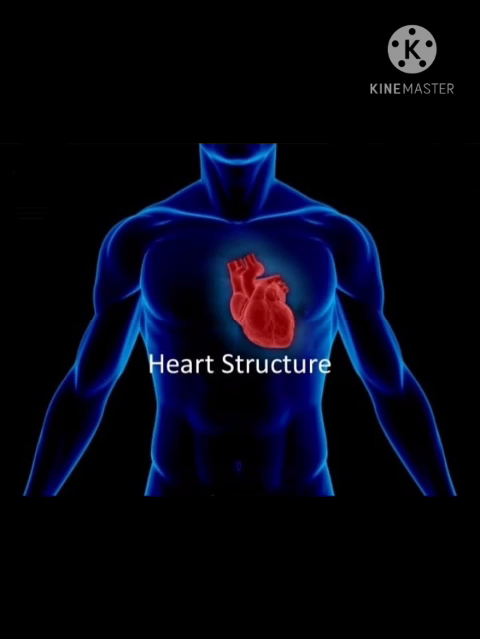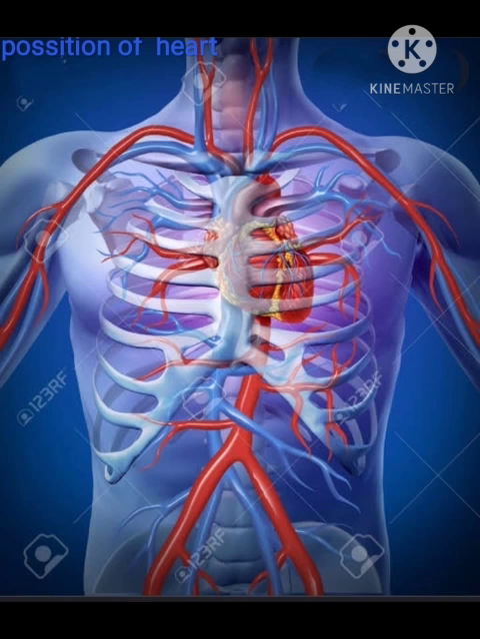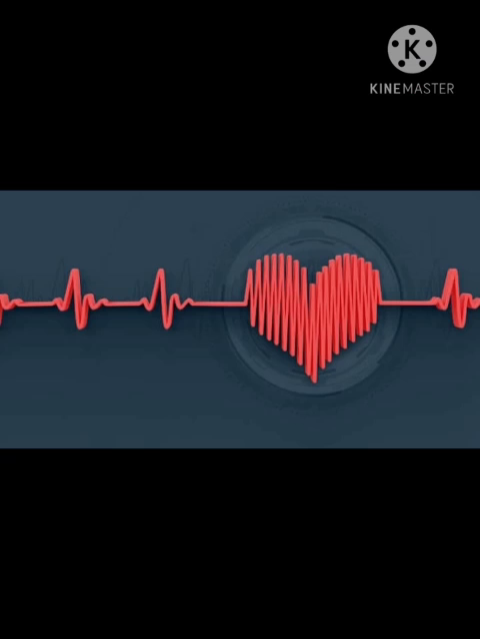So now about the position of the human heart. We know that the heart lies on the left side, but actually it does not. It is just tilted toward the left side. It lies inside the thoracic cavity. The thoracic cavity is an airtight muscular space which supports and encloses the lungs and heart. The heart is tilted towards the left side, and therefore we feel our heartbeat from the left side.